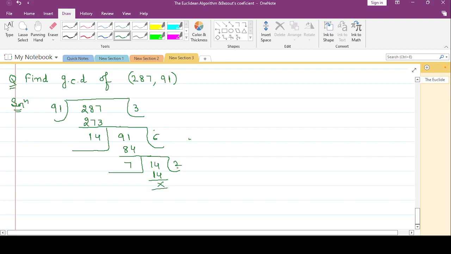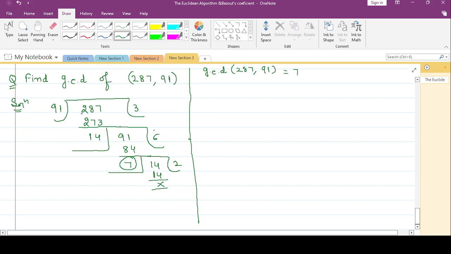Now you see that here in the end we are getting the remainder 0. So the last remainder is the GCD. So the GCD of 287 and 91 is 7.